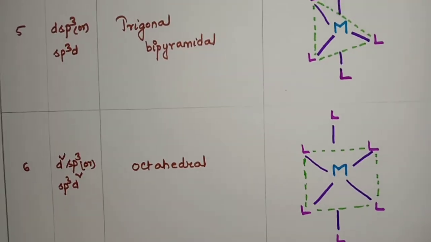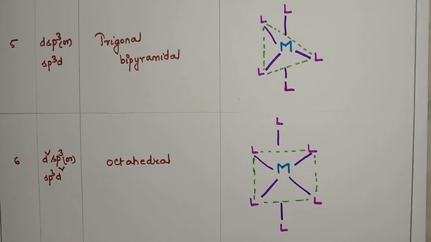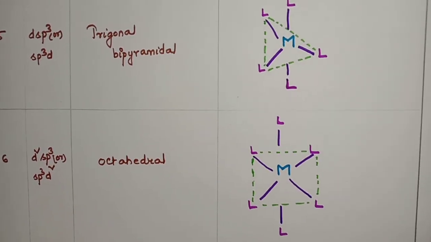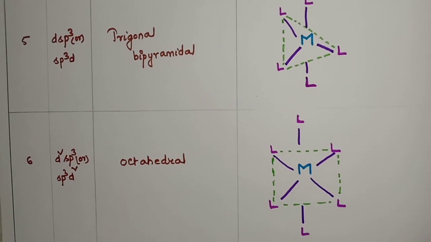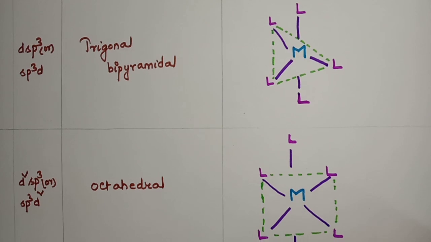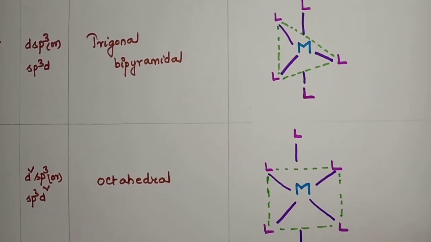So we have seen coordination number 2, 3, 4, 5 and 6. Carefully learn all these complexes, and how to draw the structure of complexes when the coordination number is of different types.